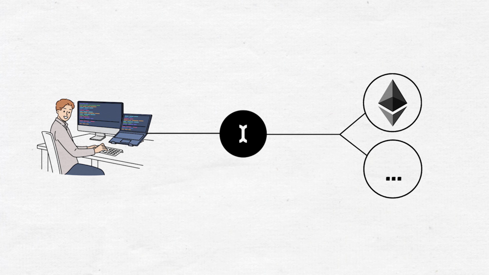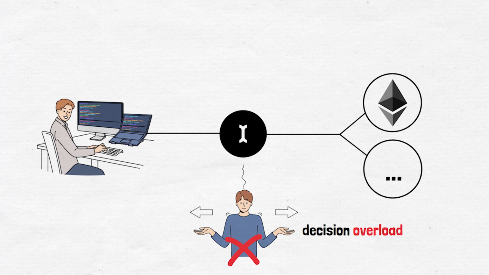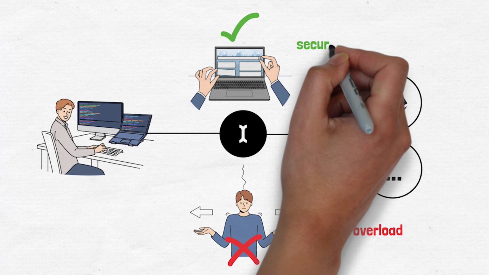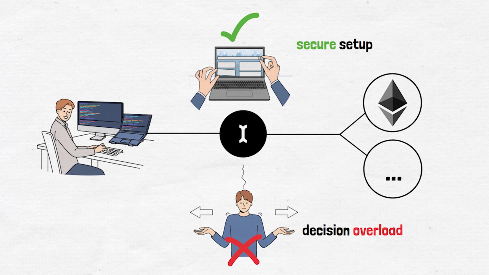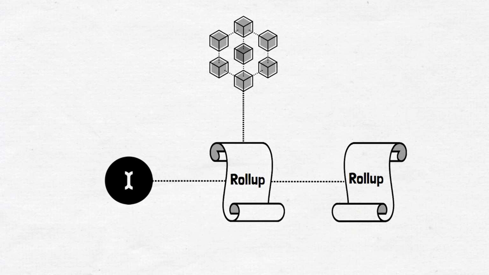What's cool about this is it cuts down on decision overload. Instead of spending weeks picking tools and figuring out what works, developers get a pre-made, secure setup they can trust. Initia also makes sure rollups can talk to each other, to the main Initia blockchain, and even to other blockchains. This keeps everything connected and smooth.